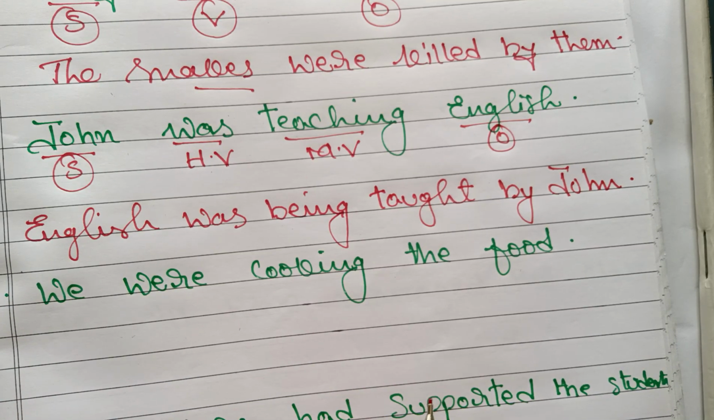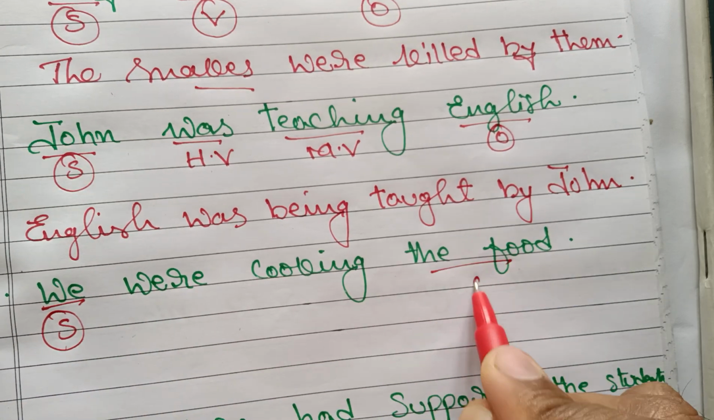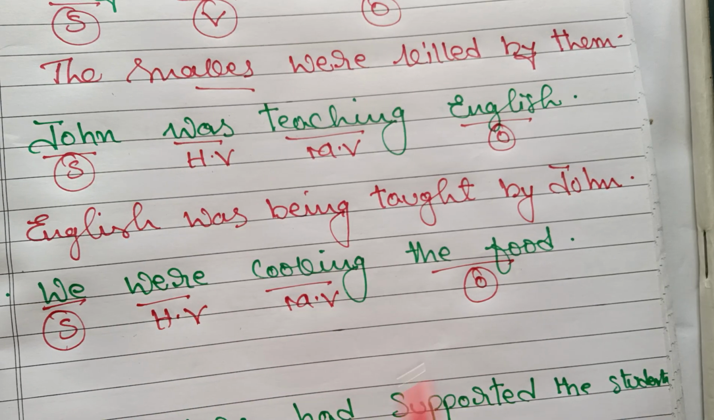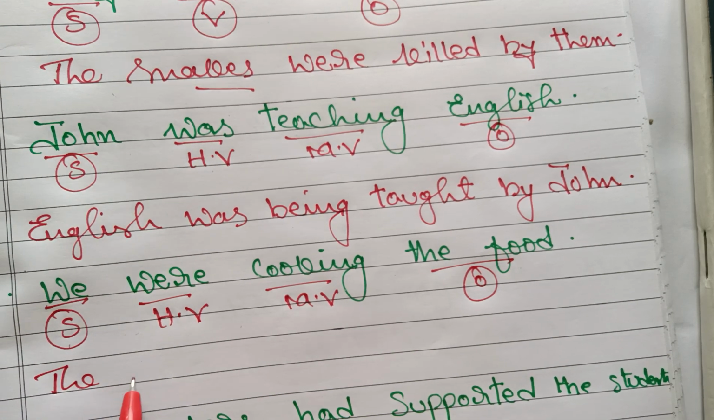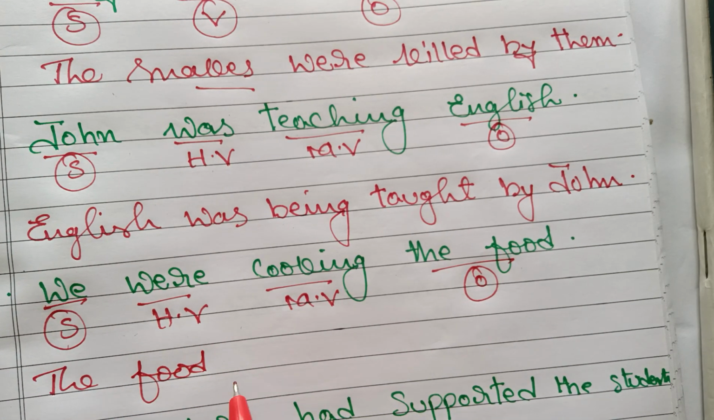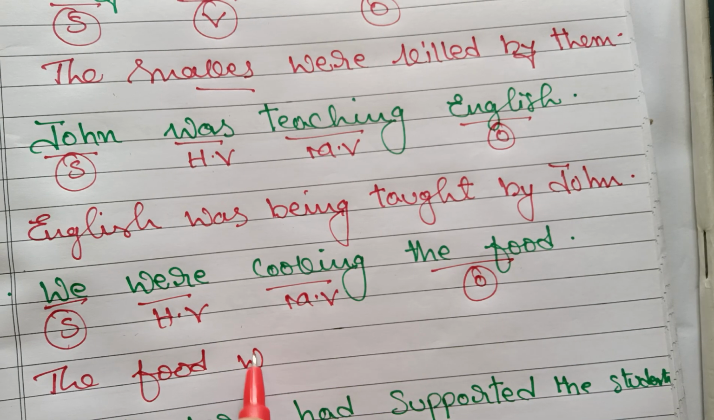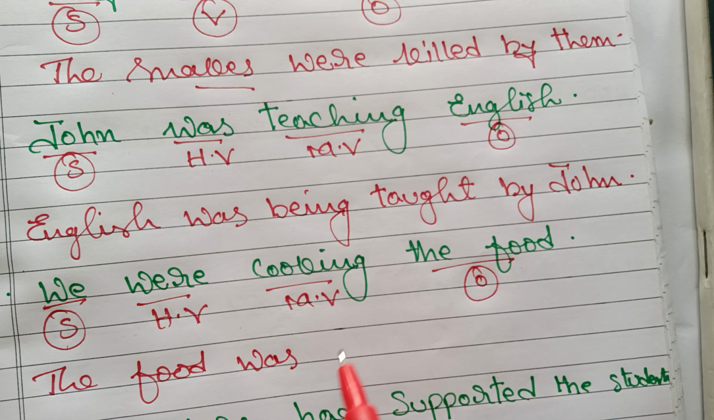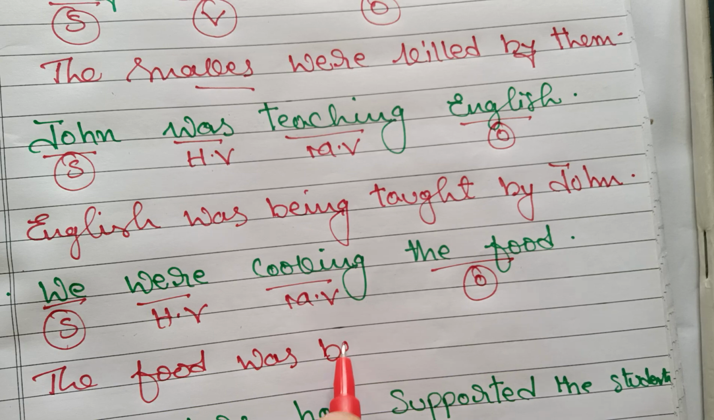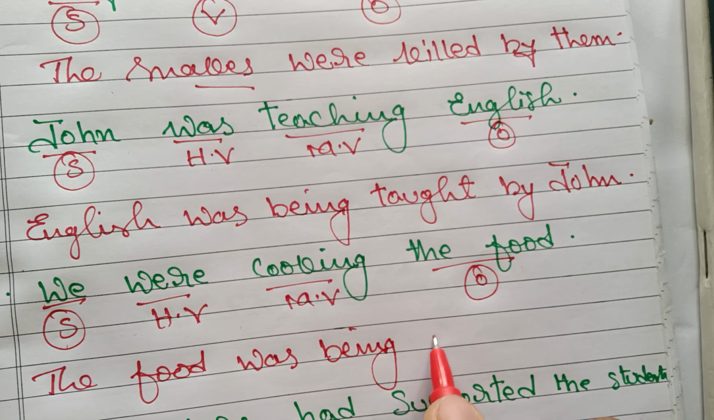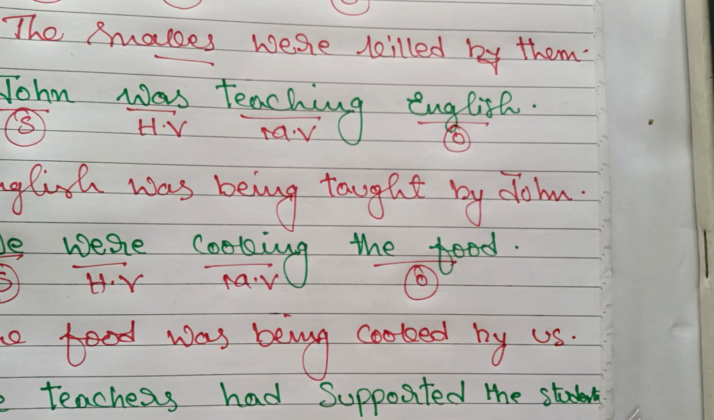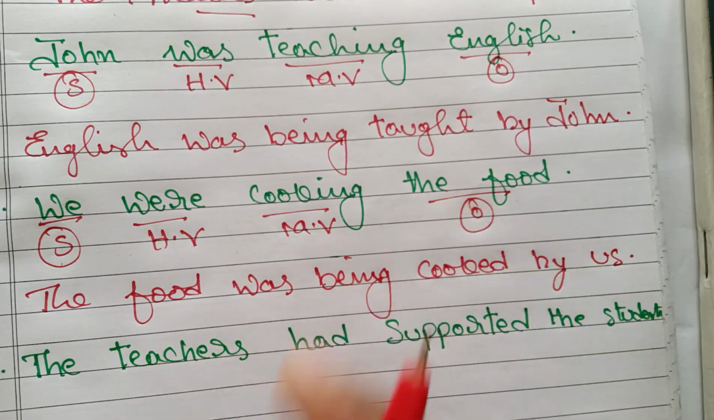Okay. And 10th one. We were cooking the food. Subject we. The food, object. Cooking, main verb. Were, helping verb. Now change this object into subject. The food. Okay. I have to use was or is. I will use was. Why was? Because it is in past continuous. Why can't you use were? No, it is singular. The food. The food was. And what is the main word we have to use? Being. The food was being. Cooking third form, cooked. Cooked by. We will change into us. That's all. The food was being cooked by us.